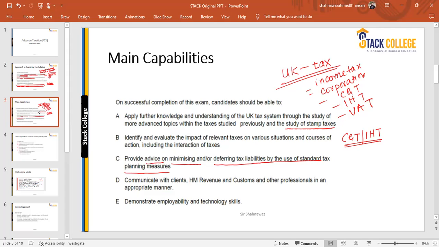Similarly, you have to communicate with your client, with HM Revenue and Customs, the tax authority, and other professionals in an ethical way. I told you that 5 marks are always available for ethics. And at the end, you have to demonstrate employability and technology skills.